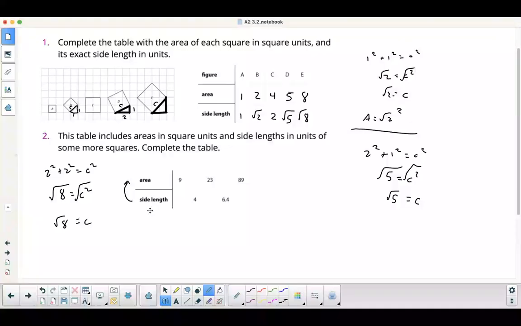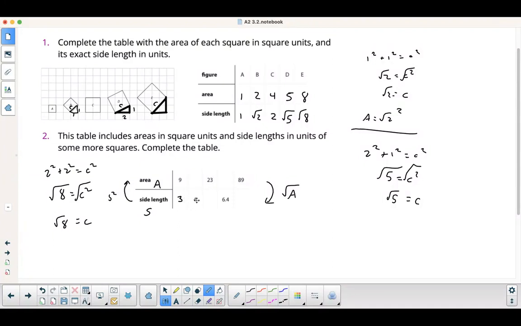So let's call this side length S, and area, we'll call it A. So we need to square that. And if I want to go from area to side length, we square root. So I want to go from area to side length, so square root the 9, that's 3.